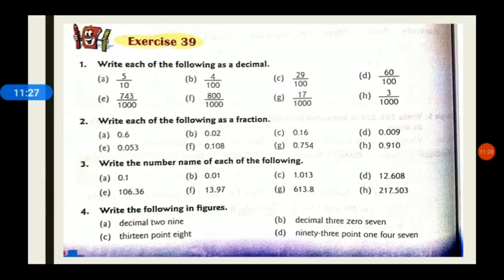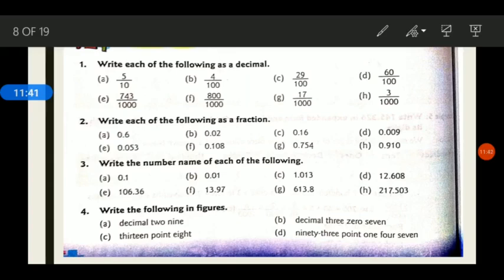Okay, now come to exercise 39. Question number 1. Write each of the following as a decimal. We have to represent this fraction as a decimal. As I told you, whatever number of zeros are given in the denominator, the same number of digits will be in the decimal part also. Here 5 upon 10. Here in the denominator 10 is given. It means we put the decimal before one digit. And you can see in the numerator 5 is given. So we can put 0.5. Understood?